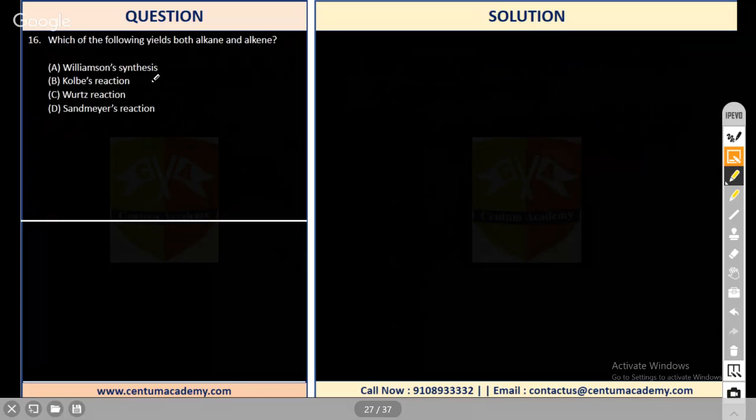Kolb reaction. Yeah, it's correct. The correct answer is this. This Kolb reaction actually is used for the preparation of alkane, alkene and alkyne. Williamson synthesis is used for the preparation of ether, if you remember. Wurtz reaction, generally we get higher alkanes, symmetrical alkanes. Okay, Sandmeyer reaction is used for the preparation of diazo compounds. That's why the answer is Kolb reaction.